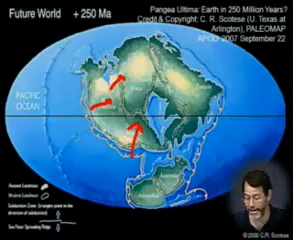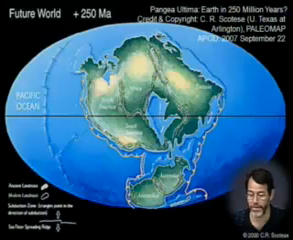So this is our best guess, someone's computer model best guess. In fact, Scotese's best guess as to how the continental plates will move and how the land masses will line up in 250 million years. And this is sometimes dubbed Pangea Ultima.